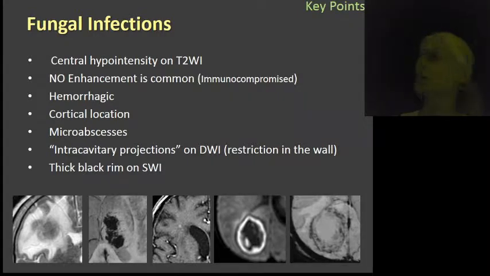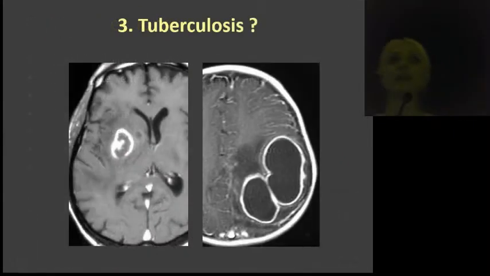They are hemorrhagic. They love the cortex because the cortex has more blood than the white matter, and if they love the vessels, they will go to the cortex. Microabscesses in Candida infections, intracavitary projections, and a thick black rim on SWI. So now we know how fungal abscesses look. Let us look at tuberculous infection, which is increasing everywhere.